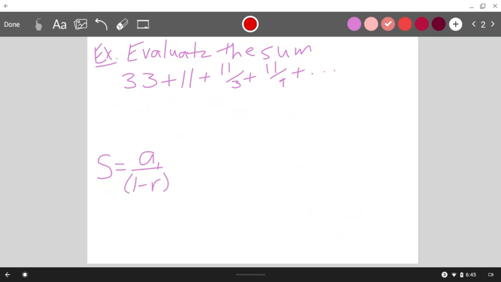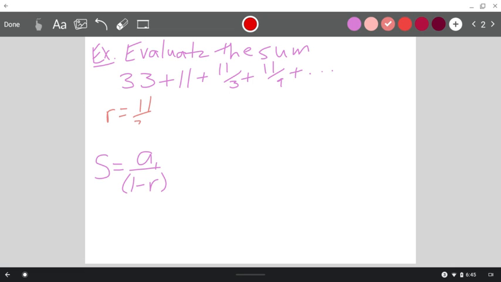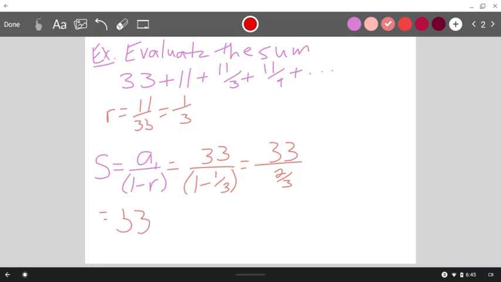Let's look at another one. Evaluate the sum, and we have our series that goes on forever and ever. So to fill in the formula, we need r, which is the second term divided by the first term. 11 over 33 would reduce down to 1/3. Our first term is 33 over 1 minus 1/3. And if you get a common denominator, that would be 3/3 minus 1/3 is 2/3. So it's 33 divided by 2/3. Flip and multiply. 33 times 3/2 is 99 halves.